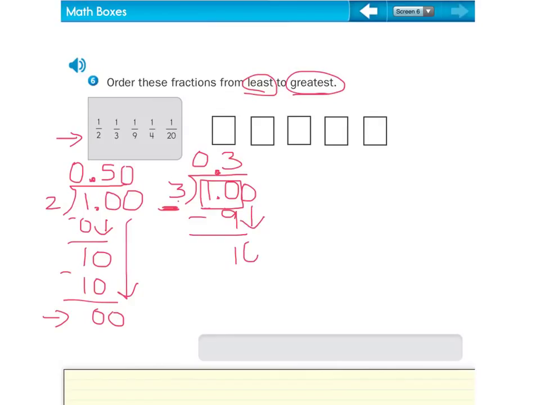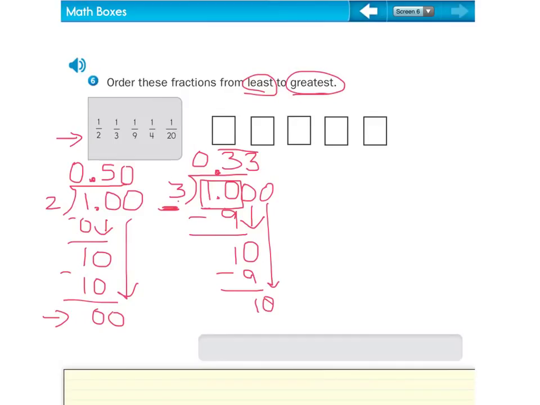Bring down that 0. Here's that remainder, why I need that second 0. 3 goes into 10, 3 times 3 is 9. Subtract and get 1. So hopefully you're seeing a pattern there. So I can put the line 0.33 with a line over it because I know that same number is going to be repeating itself. Doesn't matter how many zeros I add, I'm always going to get a 10 here. Okay? So 1/3 is the same as 0.33 repeating. So right now, 1/3 is smaller than 1/2.